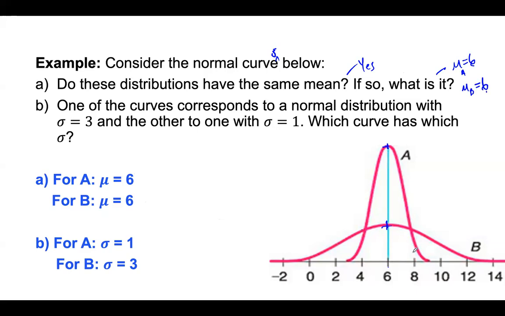So one of the curves corresponds to a normal distribution with standard deviation sigma equal to 3, and the other one has standard deviation 1. Which one? Well, standard deviation, remember, sigma means the spread. How far away is it spread out? A larger spread is going to be this kind of shape. It's more spread out, so that would be B. So B would be sigma equal to 3. A smaller spread would have this shape, which would be A.